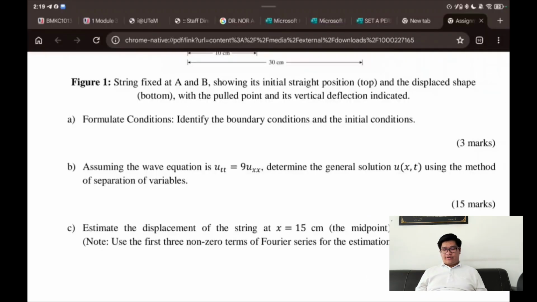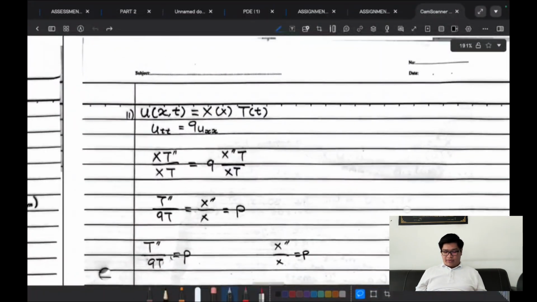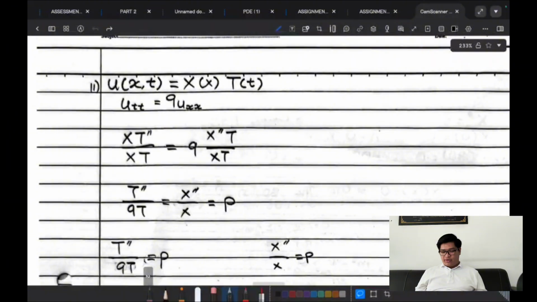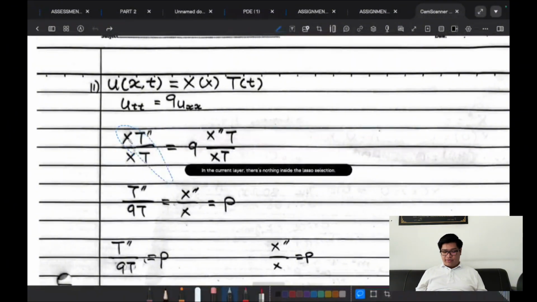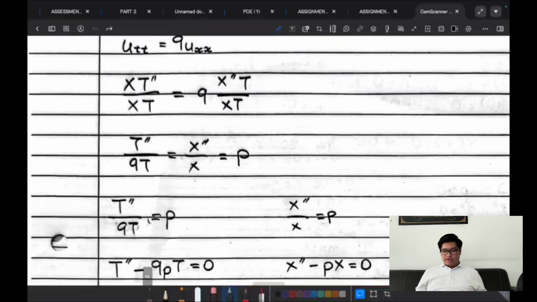So question B, assume the wave equation is u_tt equal to 9 u_xx. Determine the general solution u(x,t) using the method of separation of variables. So from this method, we are given u_tt equal to 9 u_xx. So we differentiate it to get this, and then we divide the parts to get this.